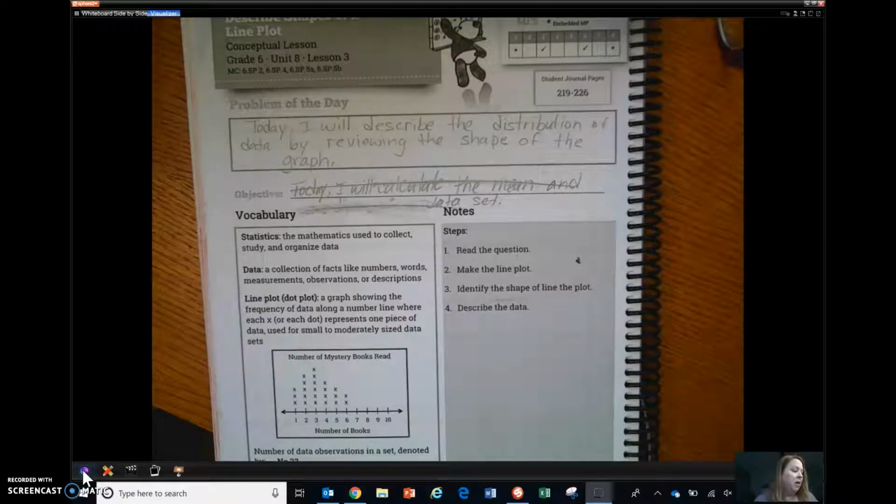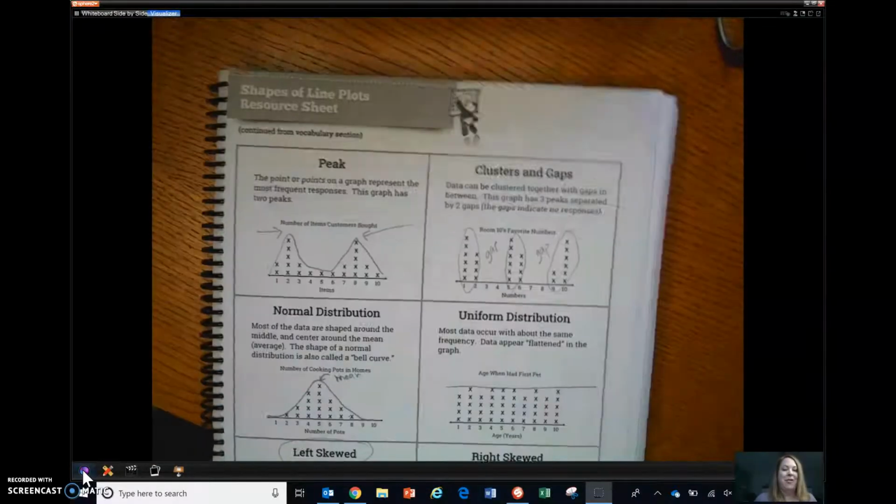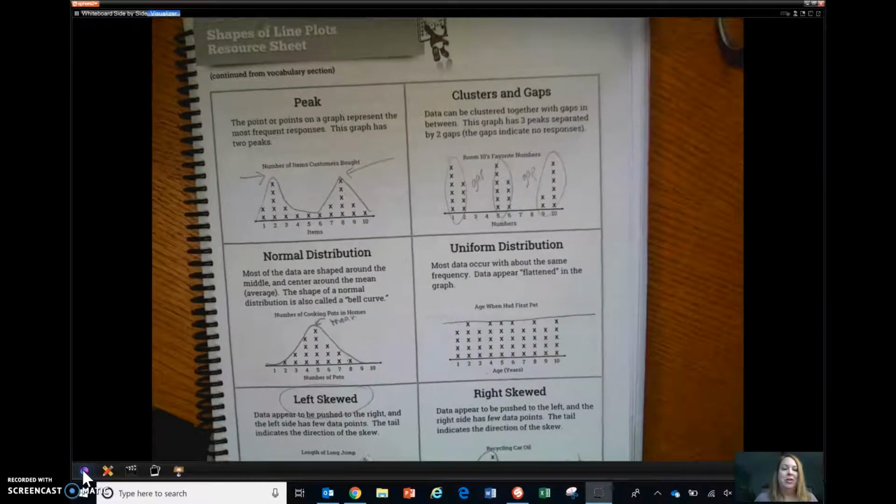It's just a graph that shows, so this was number of mystery books read. 3 people read 1 mystery book. 1, 2, 3, 4, 5 people read 2 mystery books. So you're just collecting data and you're plotting it on a number line. So let me show you what I did so far when my video didn't work.